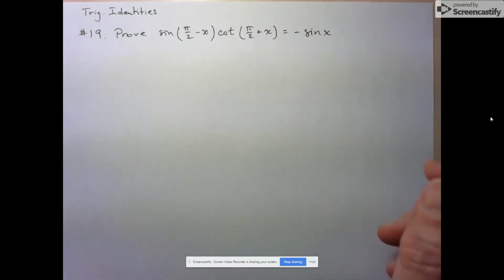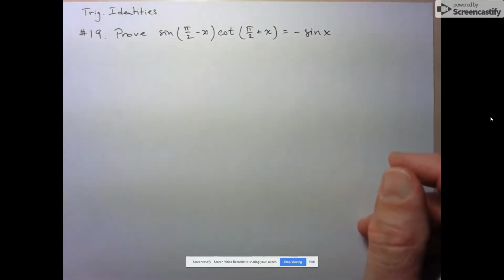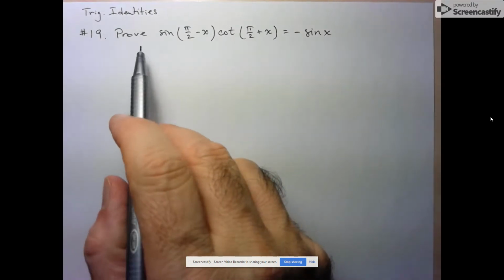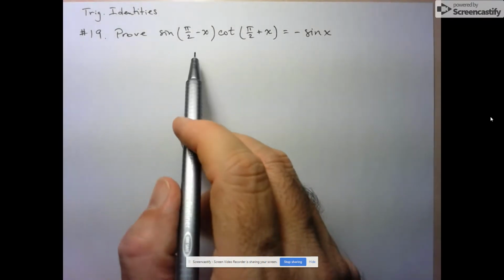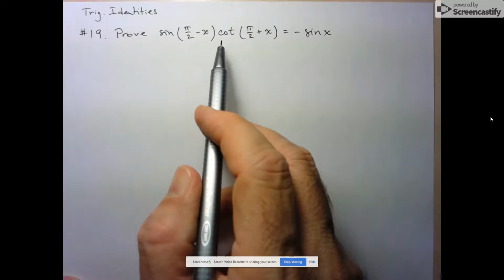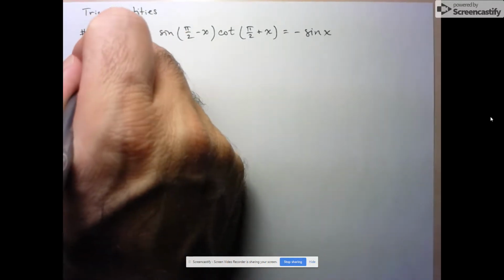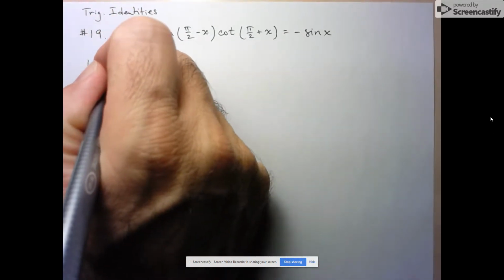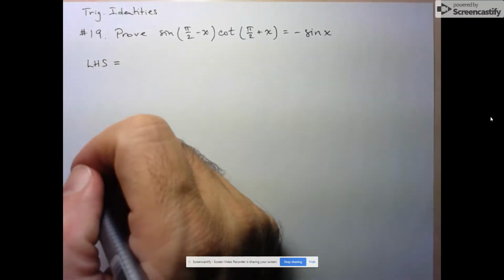Hi folks, we're going to take a look at number 19 from the Trig Identities worksheet. So they were going to try to prove this identity here, and I think it's pretty clear that we're going to have to be starting with the left-hand side. Okay, so we'll start with the left-hand side. Gives us a lot more opportunities to do some manipulation.